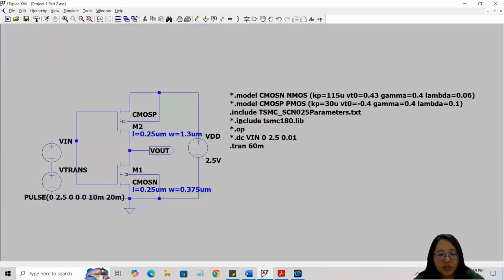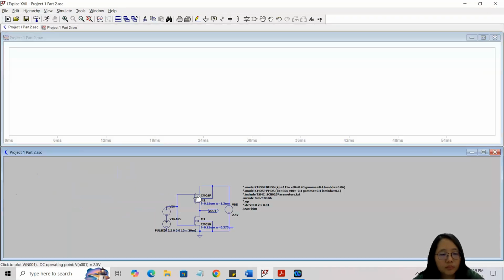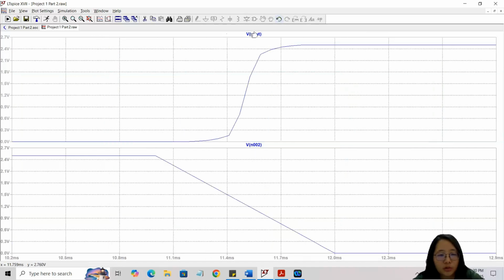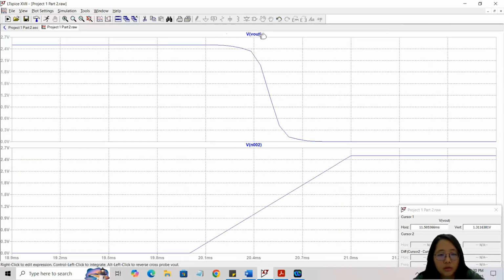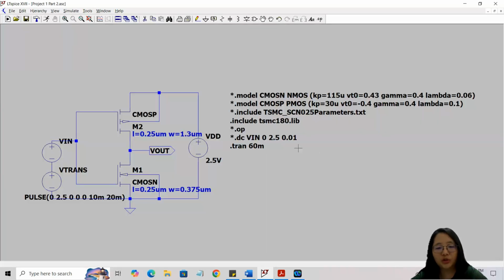And then lastly, I will do the simulation for TSMC 180. This one is the Vin versus Vout graph for TSMC 180. The bottom one is the Vin and the upper one is the Vout. From here, we can obtain the TPHL, from here the TPLH, and from here the TPHL. So that's all for my demonstration video, and thank you.